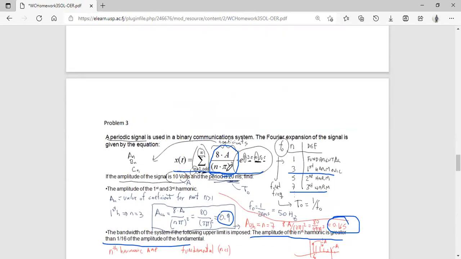So remember, this is what we got. This is the formula for the magnitude, directly from the equation.